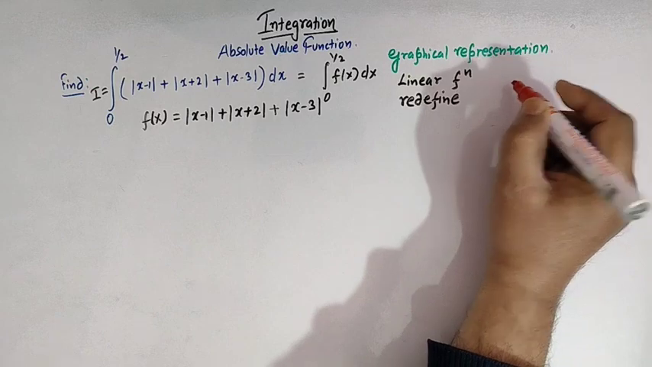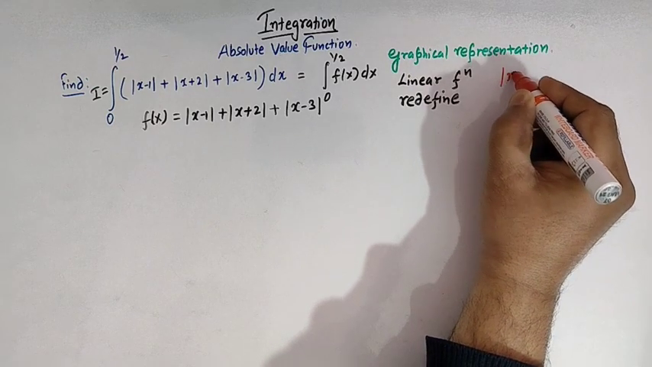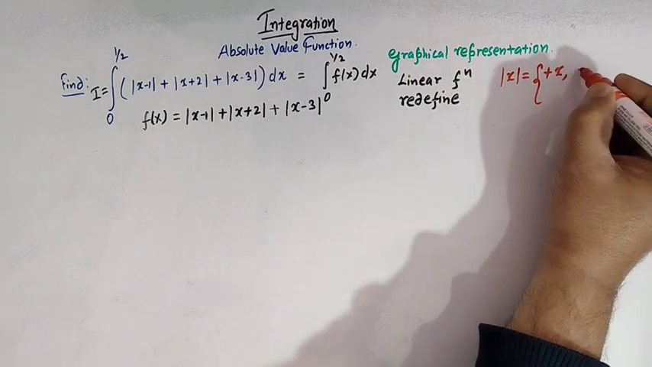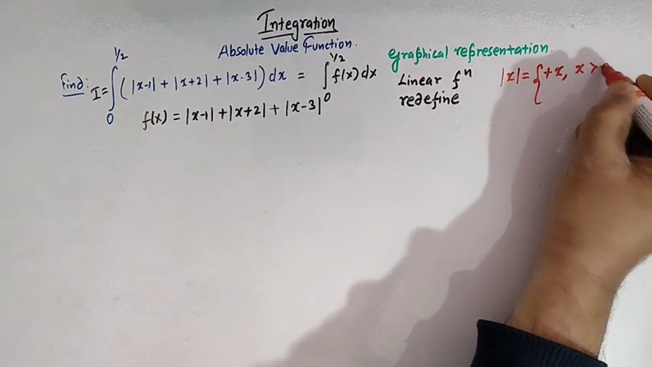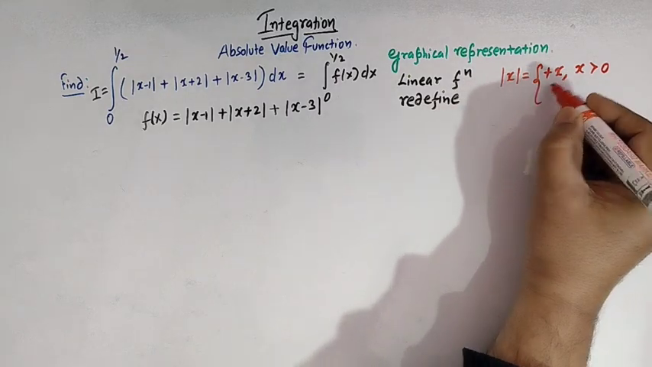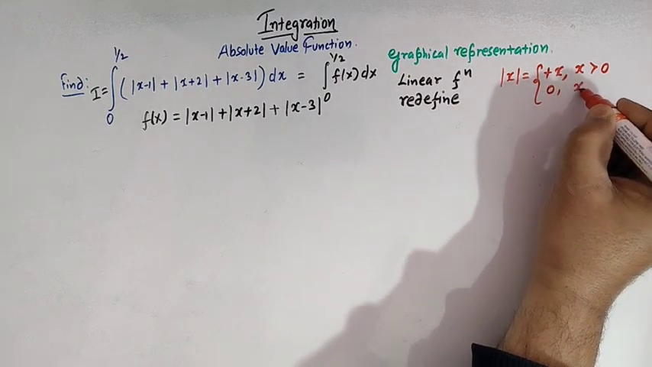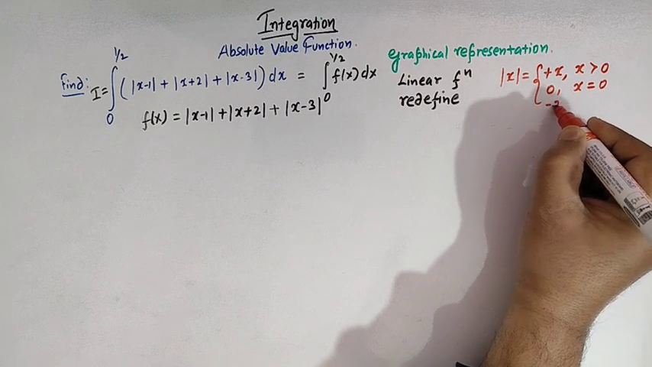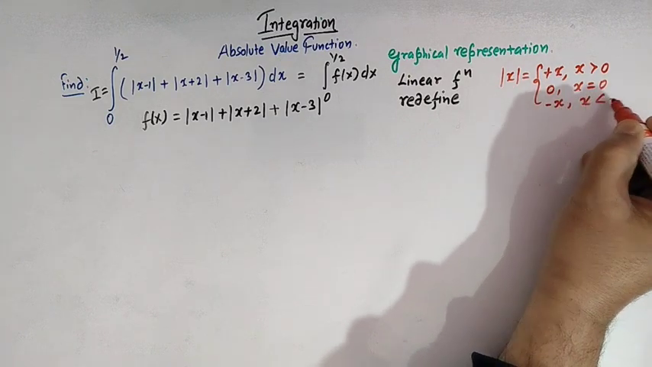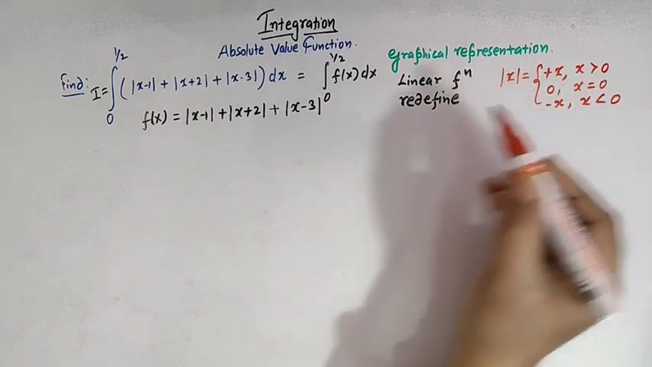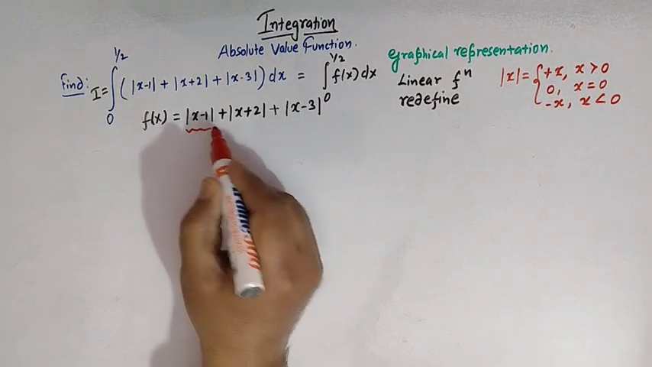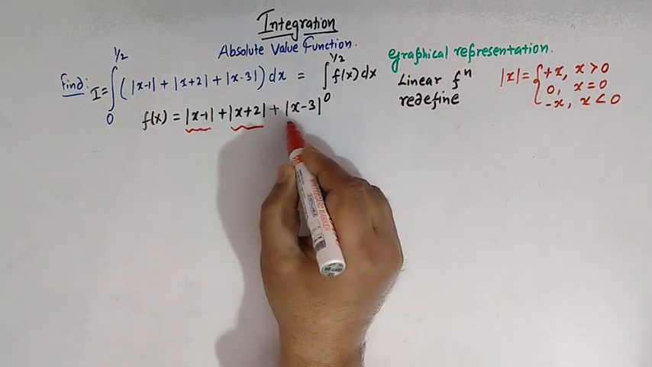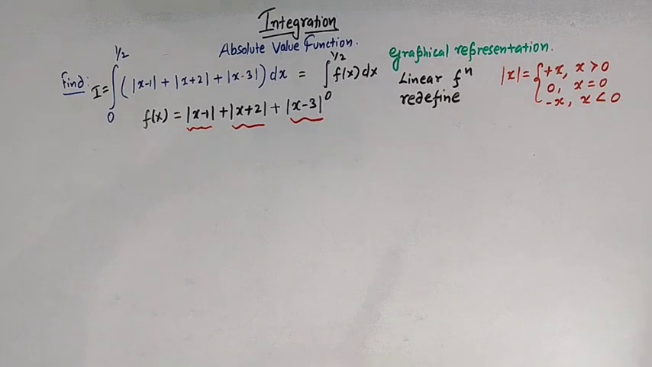So the definition of mod function goes like this. Mod of x is defined as positive x whenever x is greater than 0, right? And mod of x is equal to 0 whenever x is equal to 0, and mod of x is equal to negative of x whenever x is less than 0, right? So now what we will do, we will separately apply this definition to these three terms, right?